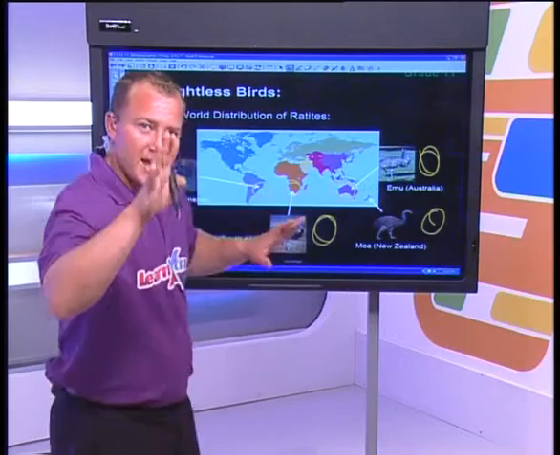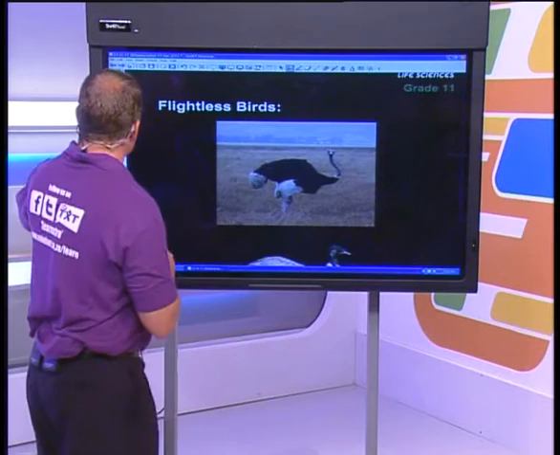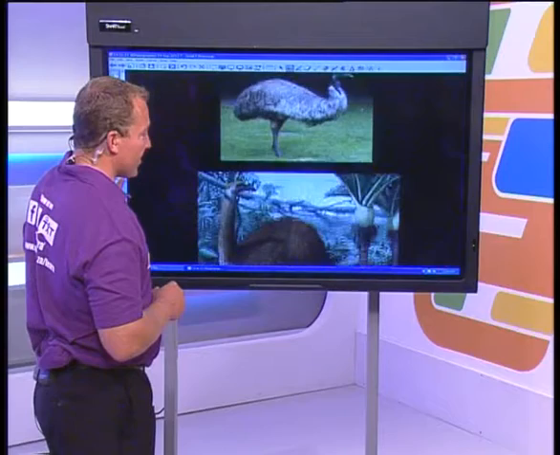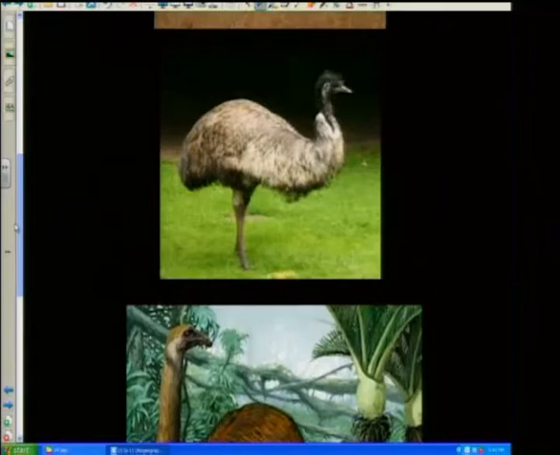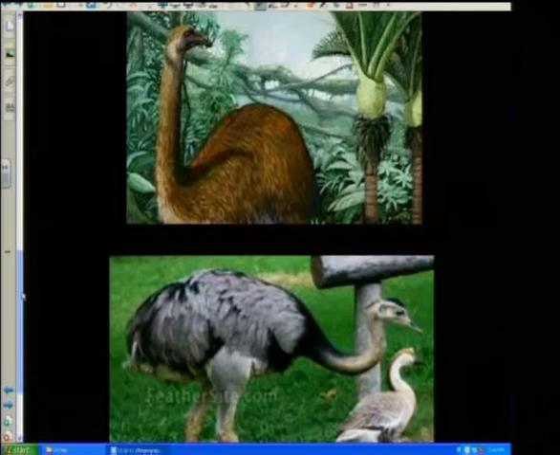Now, let's have a look at the flightless birds. The ostrich, there it is. I took a nice big picture of it. Can you tell me what that is? That one is very simple. It looks prehistoric. That one there is the emu. That is the prehistoric moa, and that is the rhea. Very nice. You see how they all have strong feet. You can't see his feet, but they're strong feet.